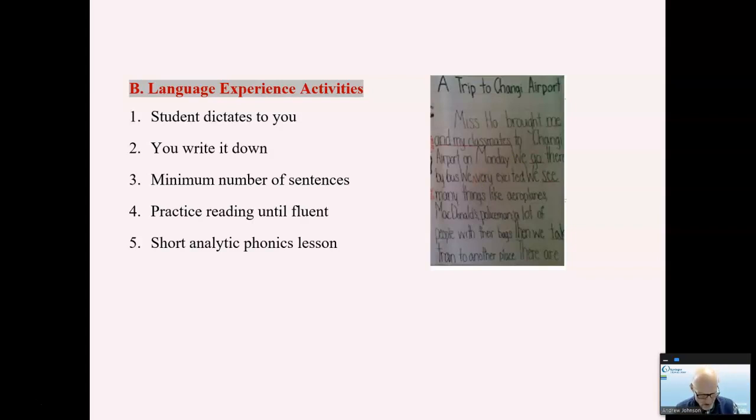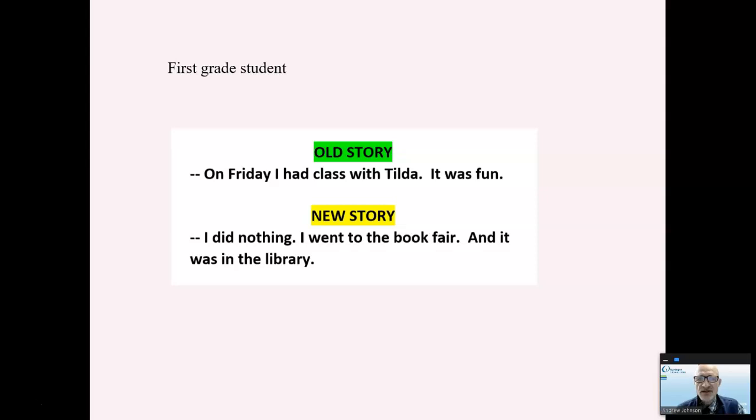Here's an example. I did this with a first grade student, and every tutoring session, we'd read the story they read last time, and then we'd write a new story. Notice the 2-sentence minimum. As we went on, she wanted to start writing more than 2 sentences, and often we'd have 3, 4, and 5 sentences. So we'd practice reading the old story, words, concepts, experiences from her life, and then we'd write a new story. And she could be successful.